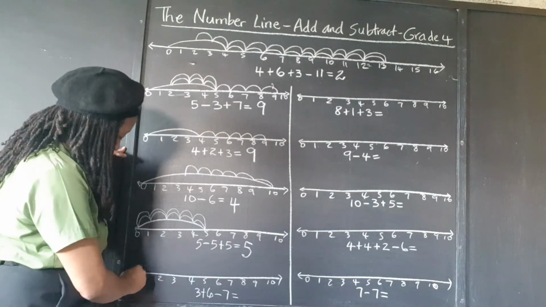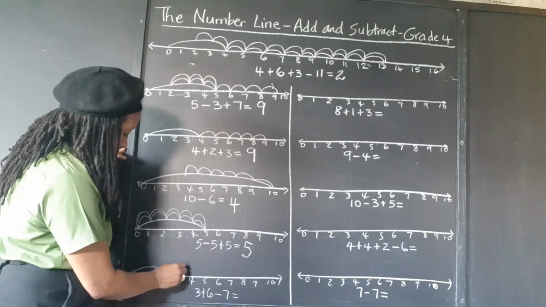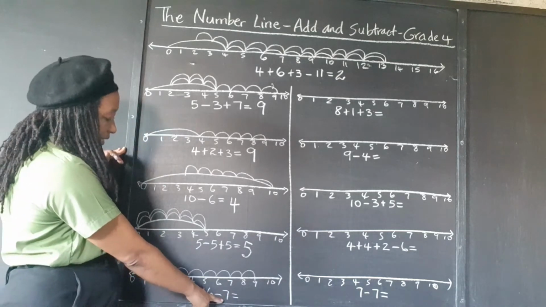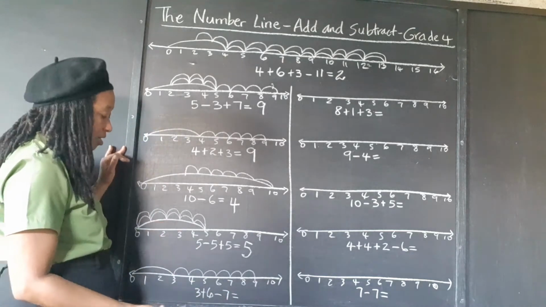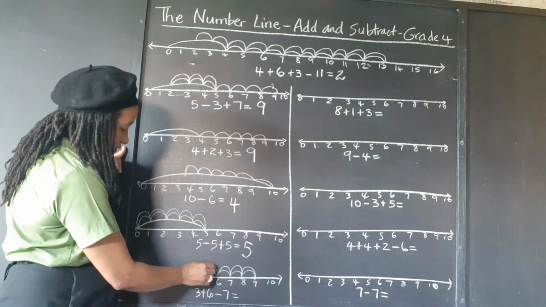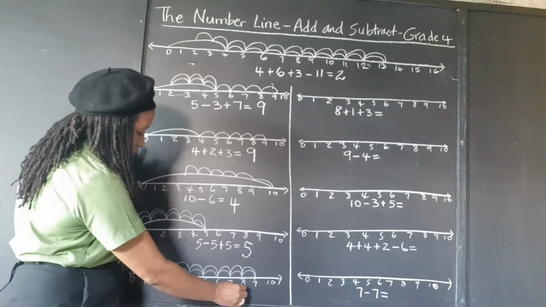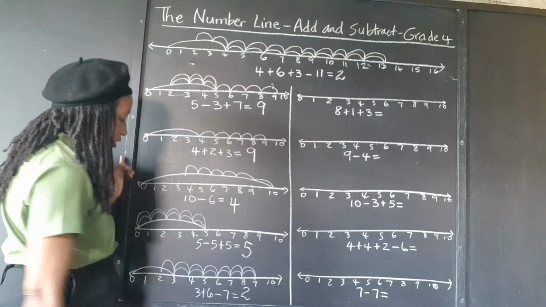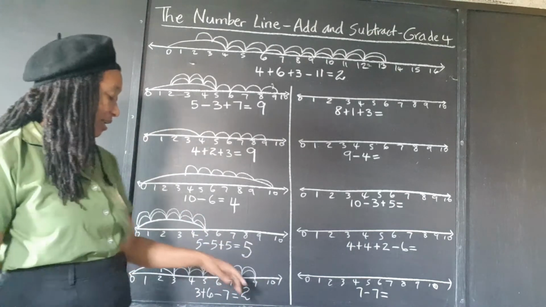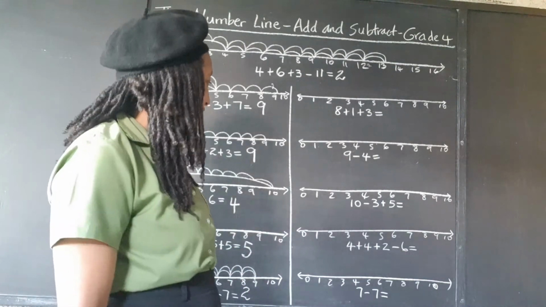Alright, 3, so 0 to 3, plus 6, 1, 2, 3, 4, 5, 6, and then we're going to take away 7, so we're moving back to the left, 1, 2, 3, 4, 5, 6, 7, that takes us to 2. So 3 plus 6 brought us to 9, and then when we take away 7, it brings us to 2. Alright, so we have 5 more to go.